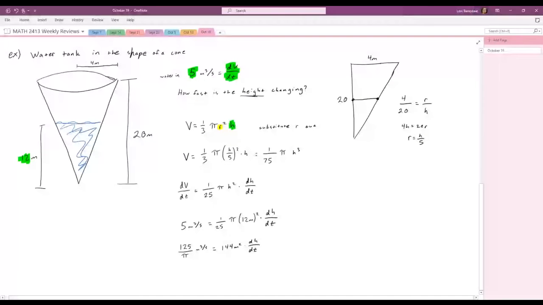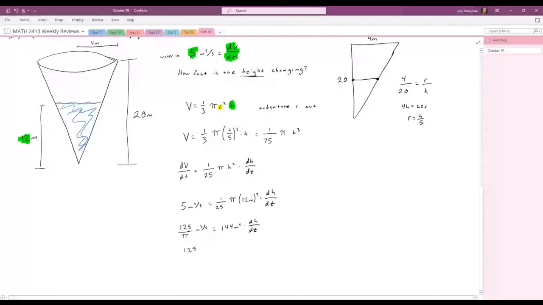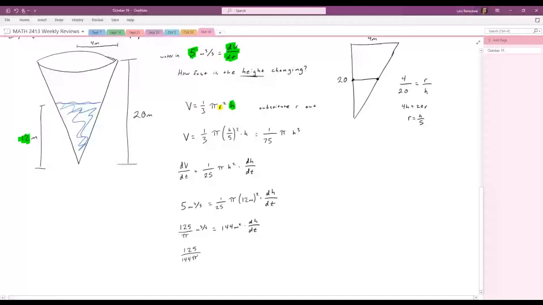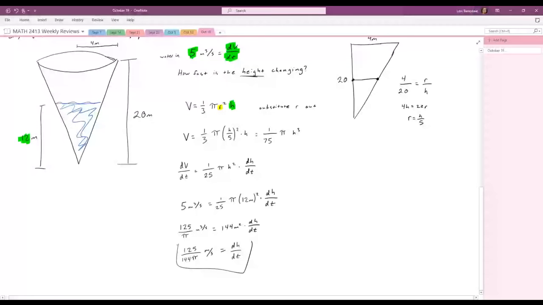Now, I just divide by 144 meters squared on each side, and I get that 125 over 144 pi. I divide both sides by meters squared, so I'm left with meters per second. And that is my dh over dt. Not a pretty number, but we solved for it, so any questions?